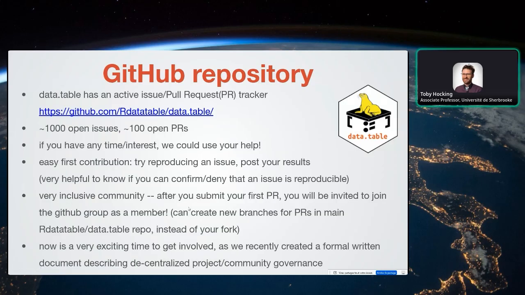We have a very inclusive community. After you submit your first pull request, you'll be invited to join the GitHub group as a member, which means you could create new branches for pull requests in the main r-data repository instead of your fork. Now is a very exciting time to get involved, as we recently created a formal written document describing the decentralized project and community governance. For a long time, it was one of these benevolent dictator for life projects. Then in the last year, we moved to a community governance model. So everyone's welcome to contribute, and we definitely could benefit no matter what your level of expertise.